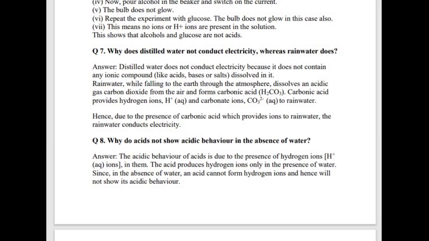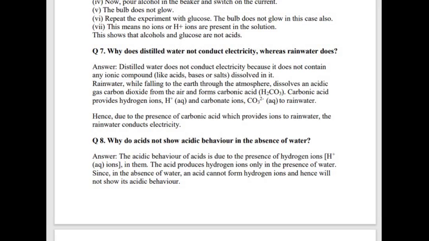Since we know distilled water is the water which does not contain any dissolved particles in it, or we can say that it does not contain any ionic compounds or any ions in it. So if any ions or ionic compound is not present in a solution, then the solution cannot conduct electricity, right? So distilled water does not conduct electricity.